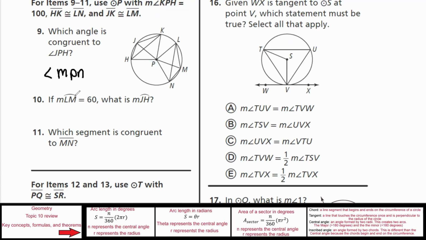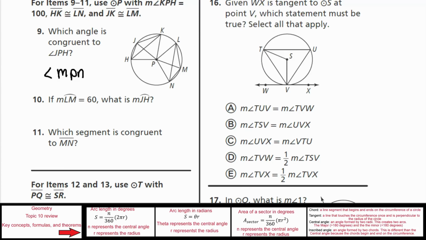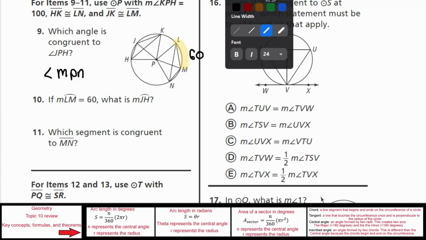For this one, if the measure of arc LM, be careful when you read this. When I read this a second ago, before I hit start record, I kept reading it as angle MLM, and I kept saying that's just going to be a line because there's M and M, but that is the measure of arc LM. It's saying if that arc is 60 degrees, what is the measure of arc JH? Now that is all the way over here.